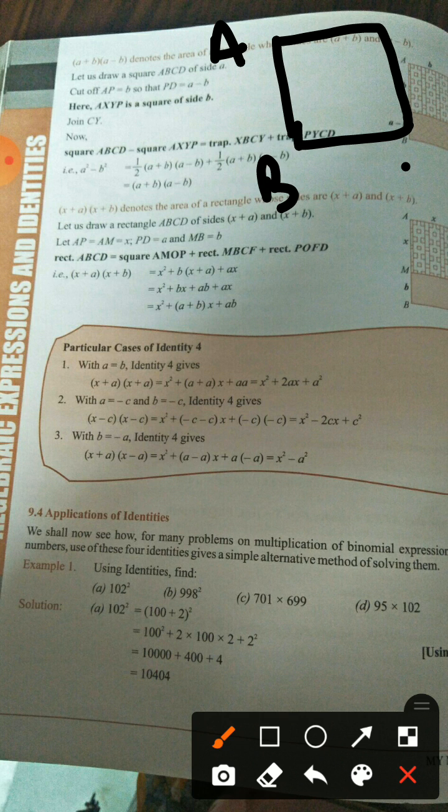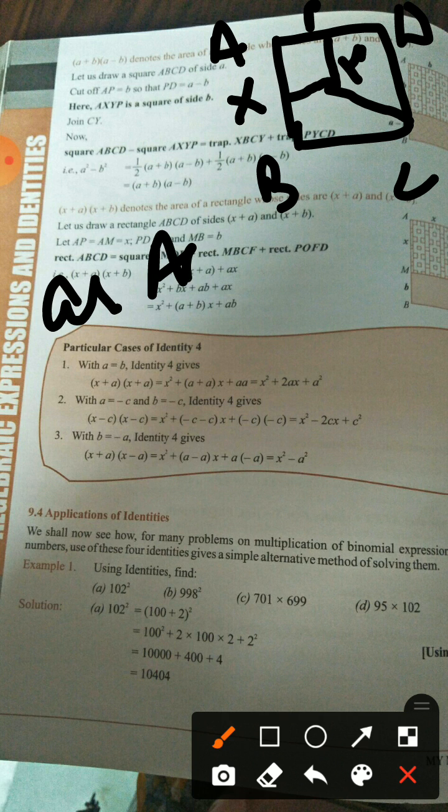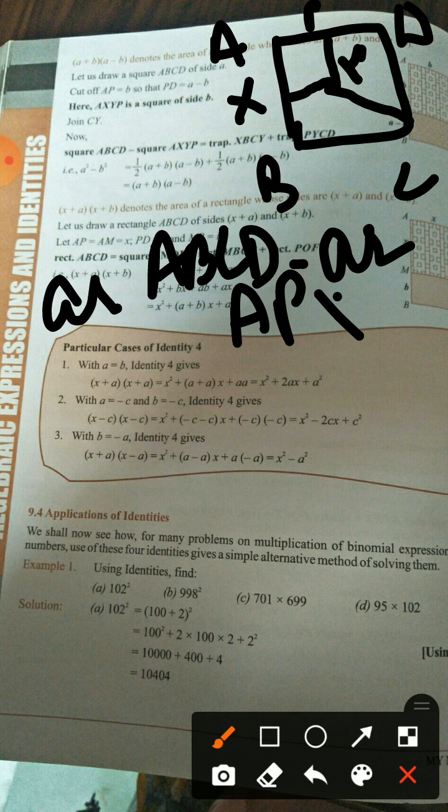What you are going to do, this was the square ABCD, another square in the middle, AX, AP, XY, and we join YC. So area ABCD minus area APXY, both are squares.